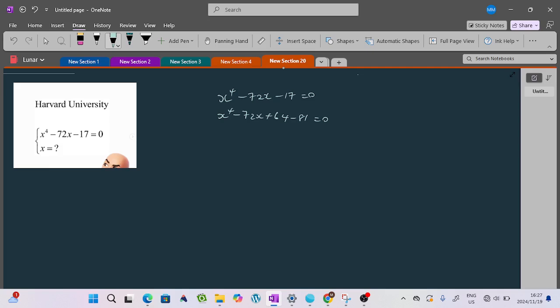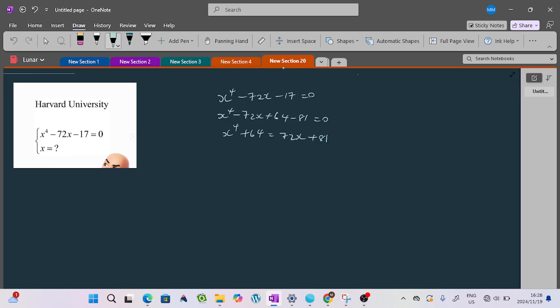Then now you have to transpose the negative terms, so you have x to the 4th, and we leave positive 64 on the left hand side because it's still positive. Then you transpose negative 72x, it becomes positive, and transpose 81, it becomes positive 81. So we have x to the 4th plus 64 equals 72x plus 81. So let's try and complete the square.